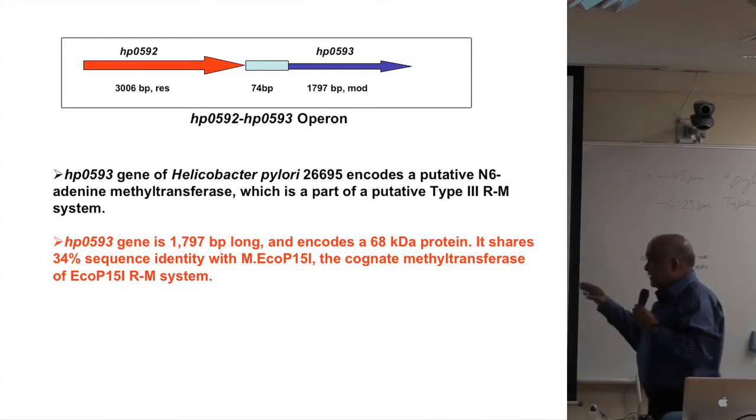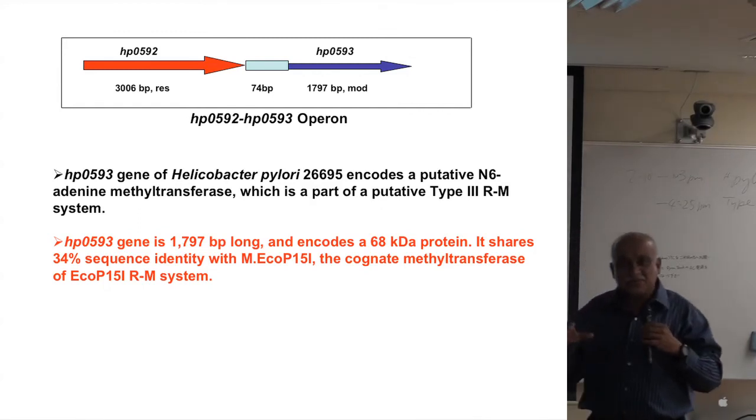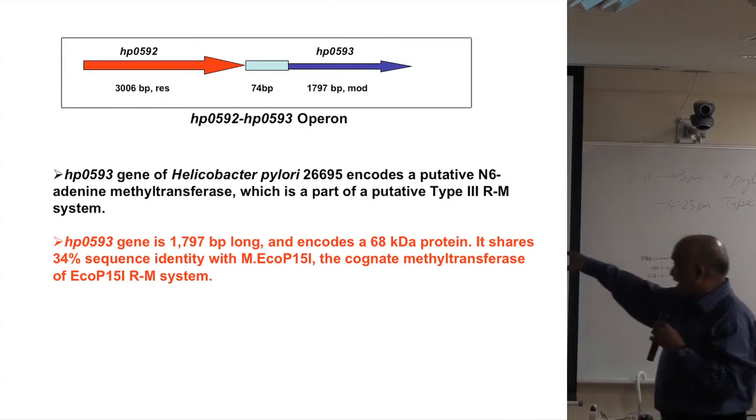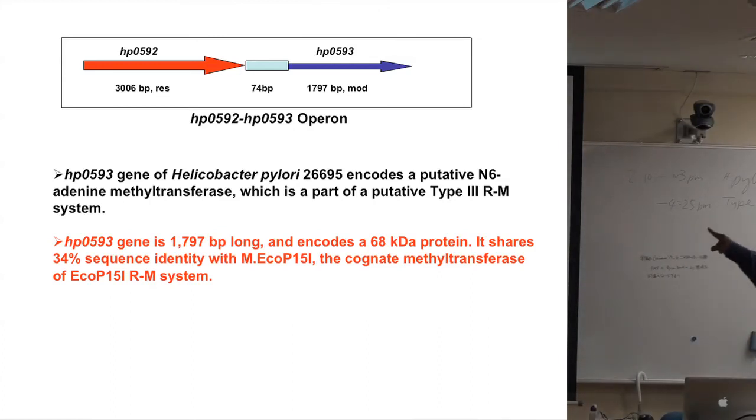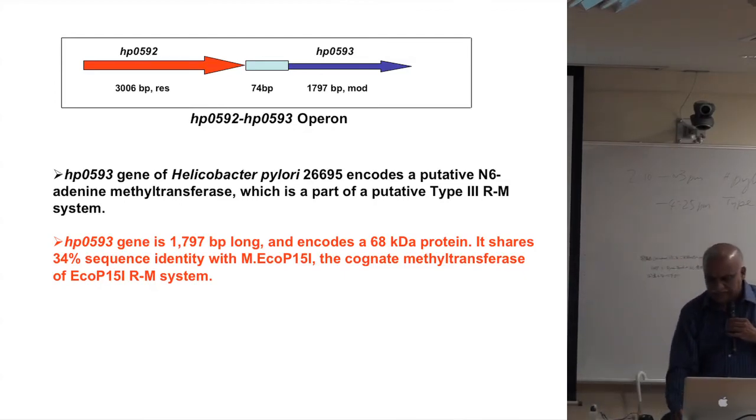We actually started in my lab, before Ritesh came, with another graduate student who is now completing his PhD after 7 years. He started his work on Helicobacter pylori, and he looked at one of the type 3 enzymes, called 592, 593. That is a rest gene and that's a mod gene, but there's a 74 base pair gap between the two. We still don't know whether it's a functional restriction enzyme, but the modification methylase is what he has cloned. Arun Banerjee has cloned this and actually shown by enzymology that this is an active methyl transferase.